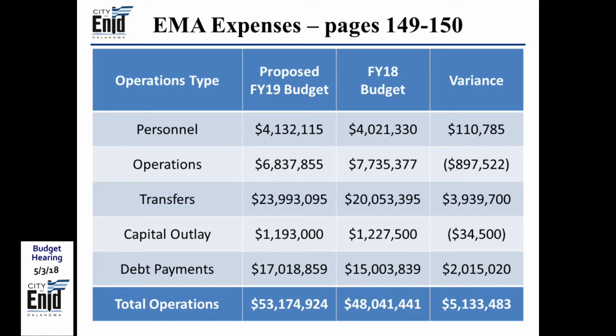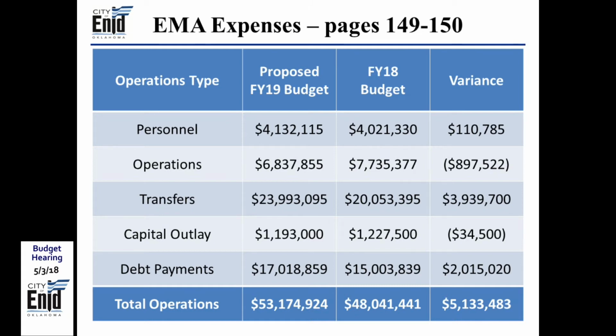For expenses on EMA, which start on page 149 and 150, you can see overall the increase in personnel is $110,000. Operations went down $897. Transfers went up by $3.9 million. Capital outlay went down $34,000, and debt payments again increased by $2 million for that same 5.33 increase that we saw as an increase in revenue.